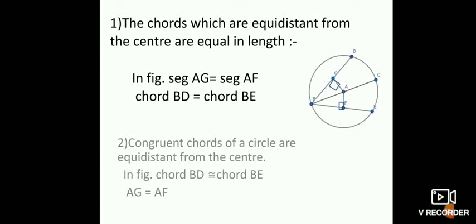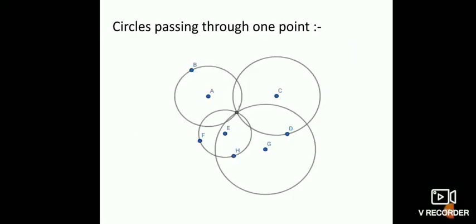In the given figure, the chord BD and chord BE are congruent, that is chord BD is congruent to chord BE, and if these chords are congruent, then they are equidistant from the center. Therefore, the segment AG is equal to segment AF.